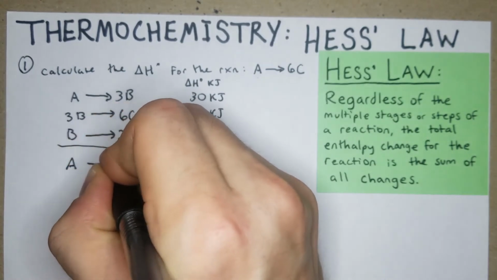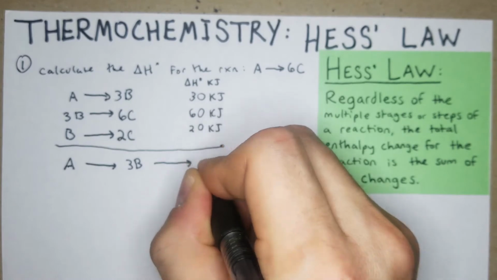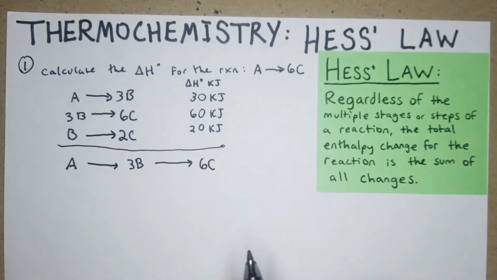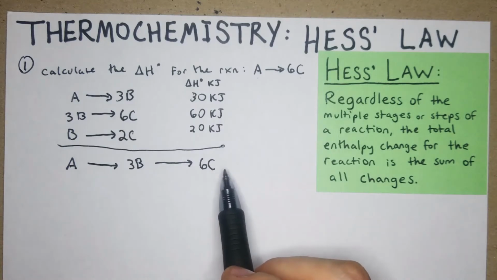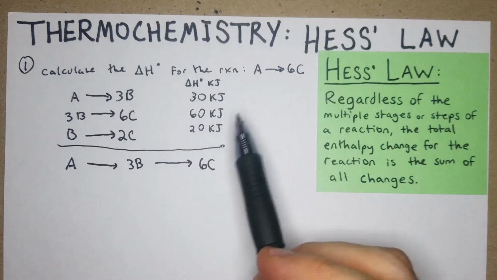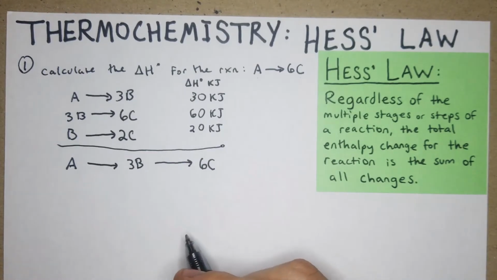A yields 3B yields 6C. And basically, you can see A eventually yields 6C. Again, I'm not using elements for this. It seems kind of weird, but you can get problems set up like this without elements, and you can just do it the exact same way that you would otherwise.